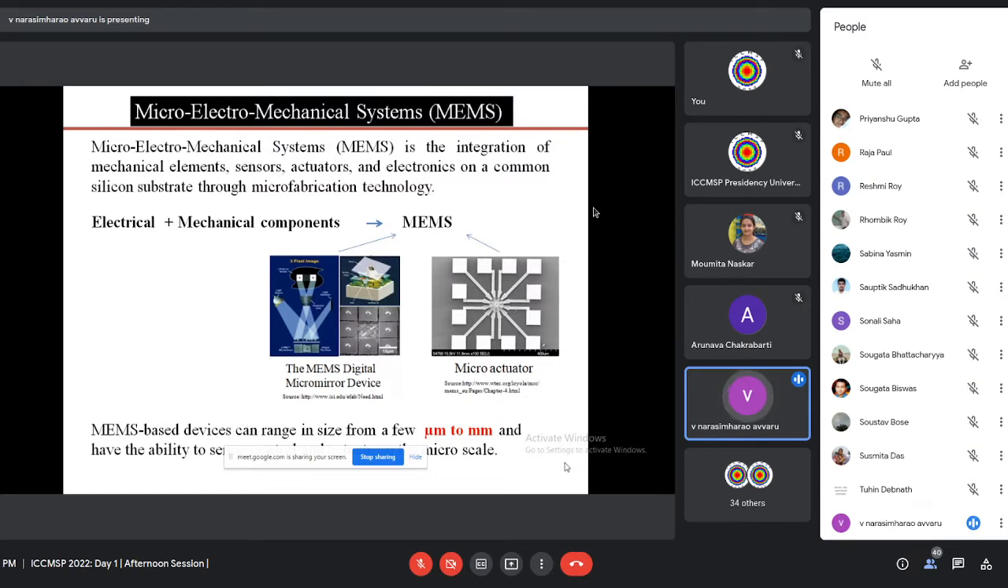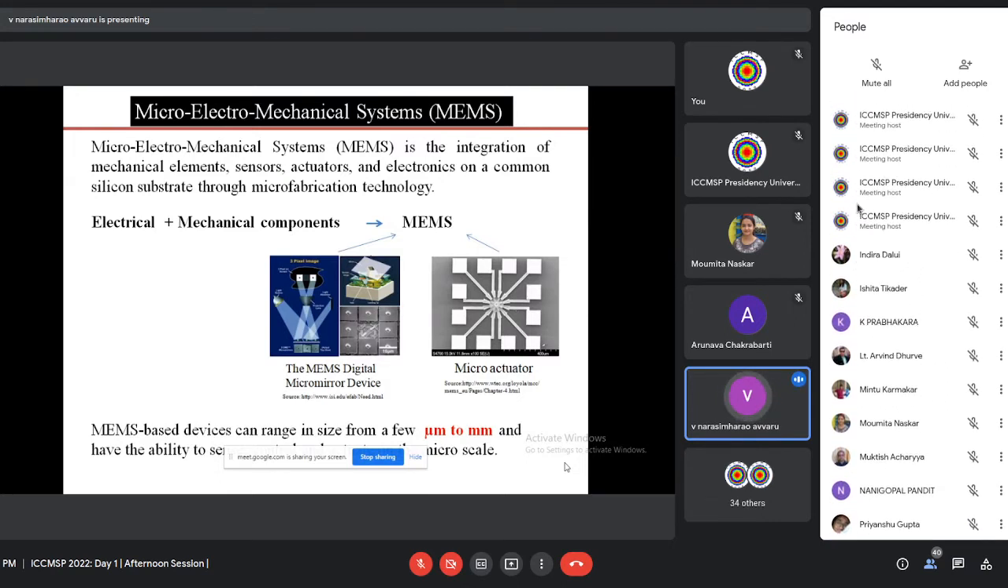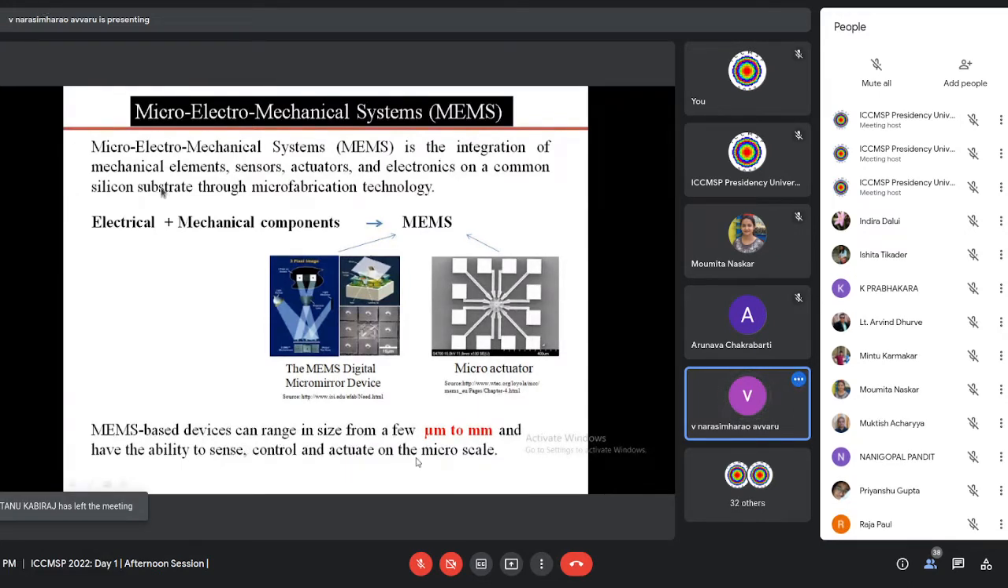Microelectromechanical system is the integration of mechanical elements, sensors, actuators, and electronics on a common silicon substrate through microfabrication technology. MEMS have two components, electrical components and mechanical components. MEMS-based devices can range in size from a few micrometers to millimeters, and have the ability to sense and actuate on a micro scale.